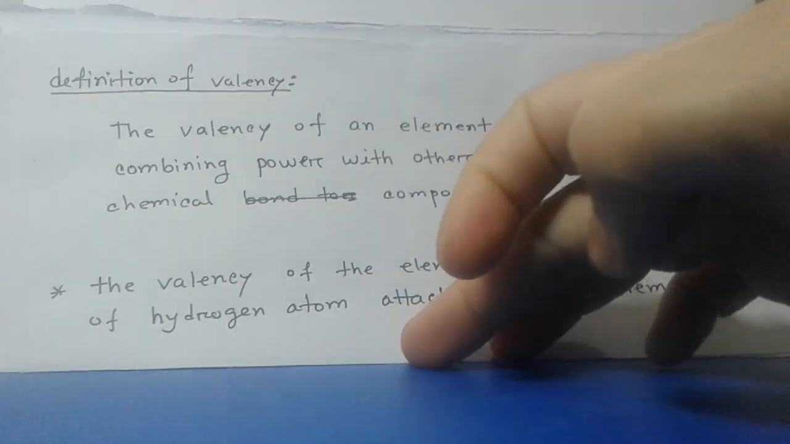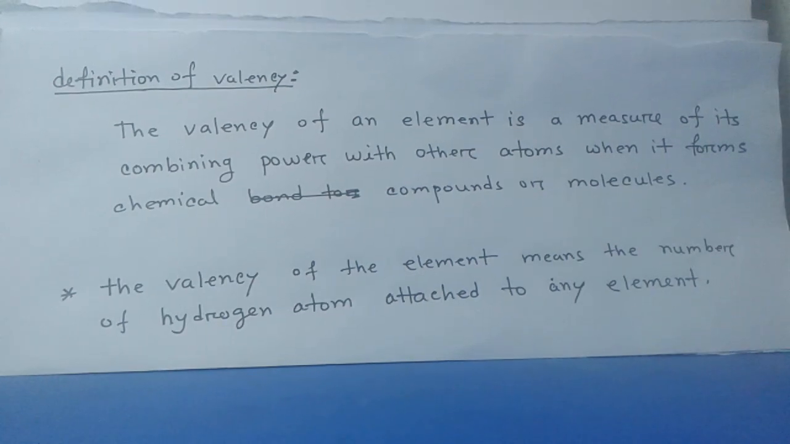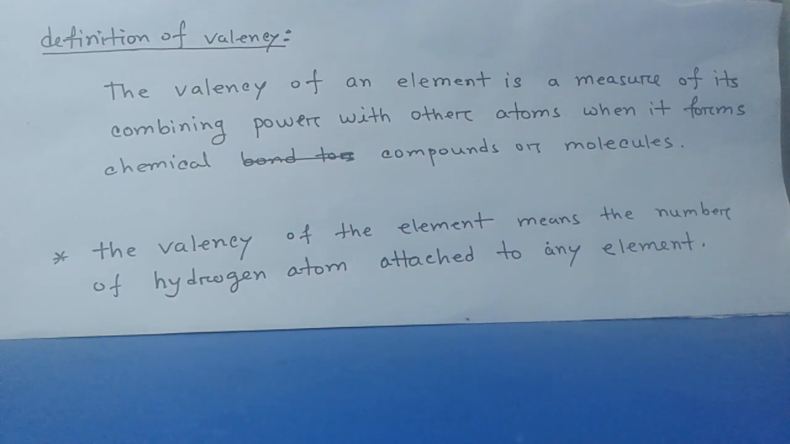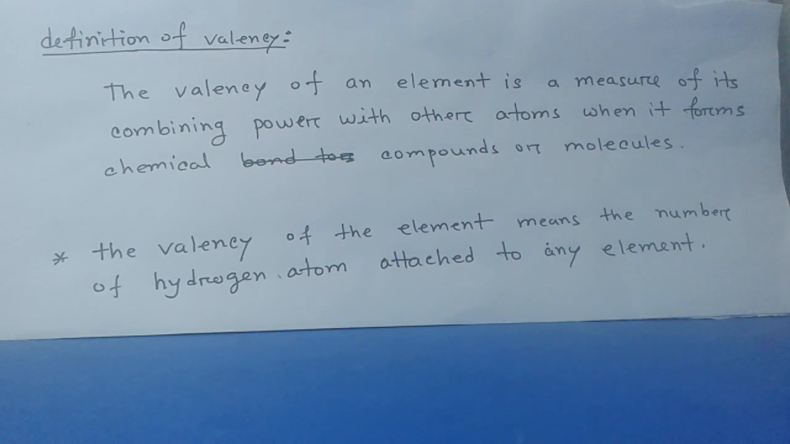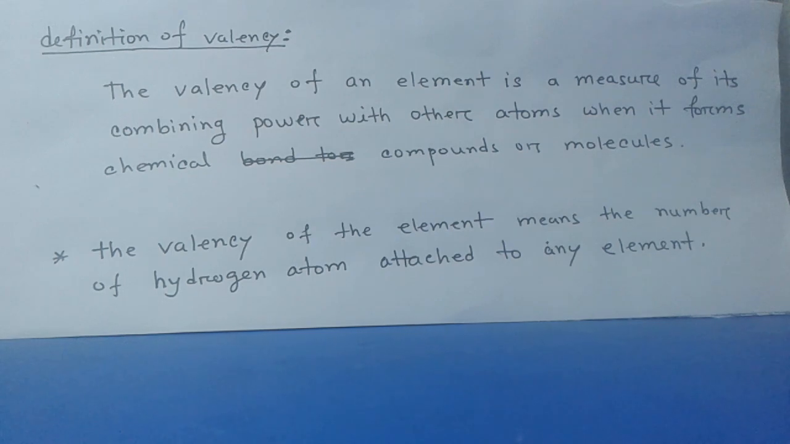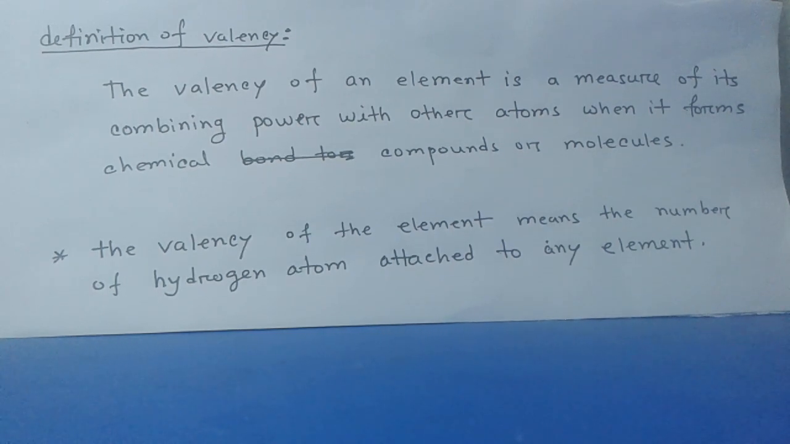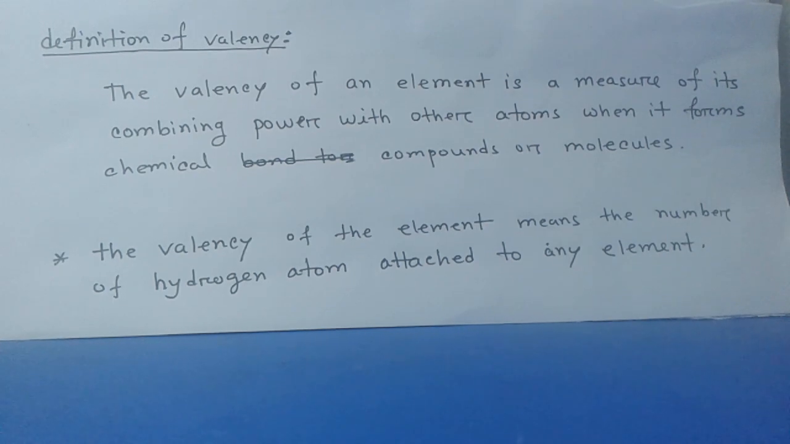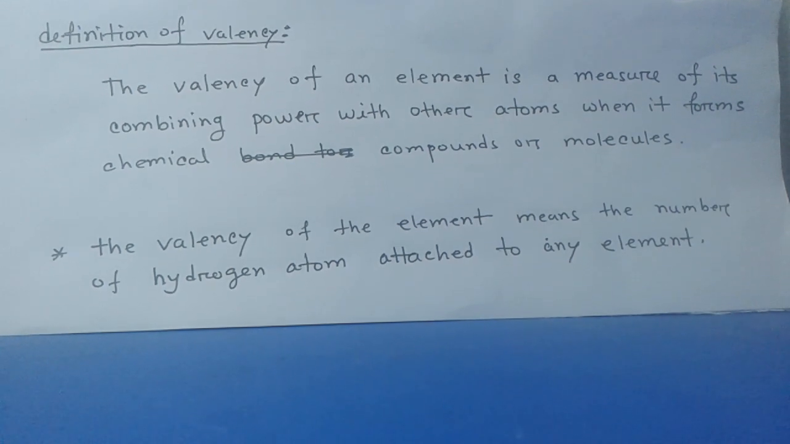Now the definition of valency. The valency of the element is a measure of its combining power with other atoms when it forms chemical compounds or molecules. In other words, we can say the valency of the element means the number of hydrogen atoms attached to any element.